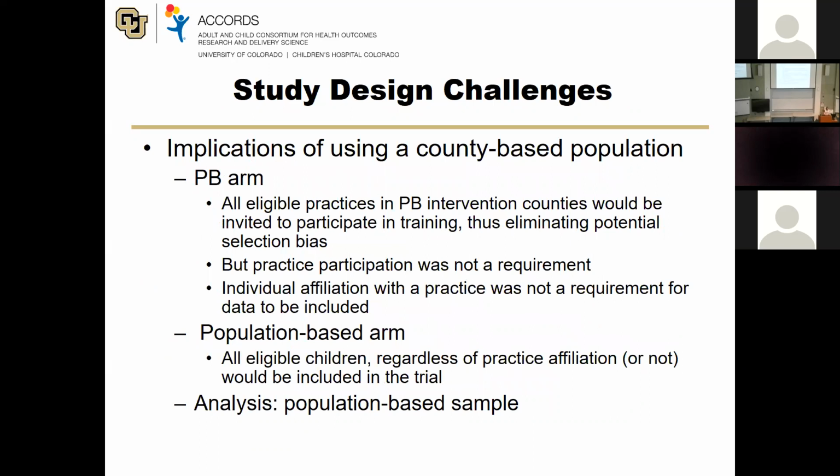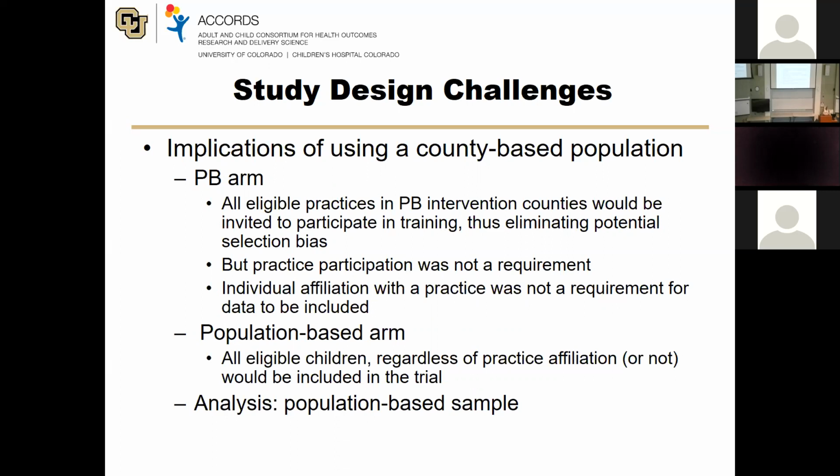Some of the implications, to think through how this is going to work out in a trial like this. So in the practice-based arm, all eligible practices would be invited to participate in the training, and that helps eliminate some of the potential selection bias. But practice participation was not a requirement for the trial. The kids were included regardless. And for that matter, individual affiliation with a practice was not a requirement for the data to be included. So it was truly population-based.